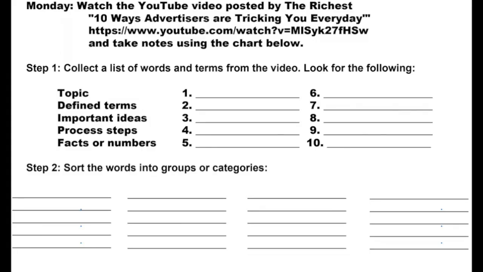And after you watched the video, your first step was to collect that list of words and terms from the video. And then step 2 for Monday was to sort the words into groups or categories. And you were going to come up with those categories on your own. And I'm going to show you and share some strategies for how I did that.